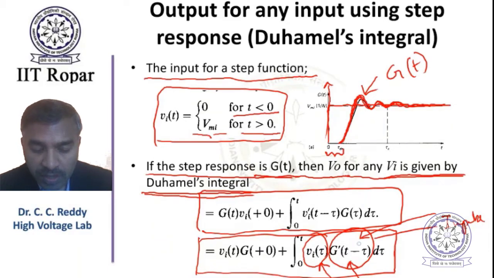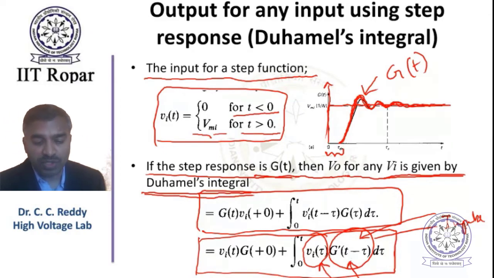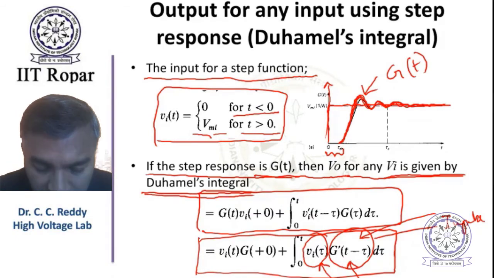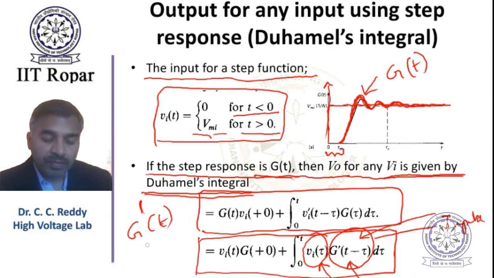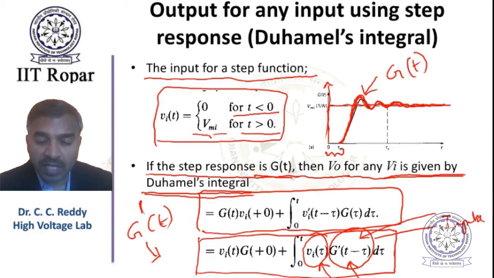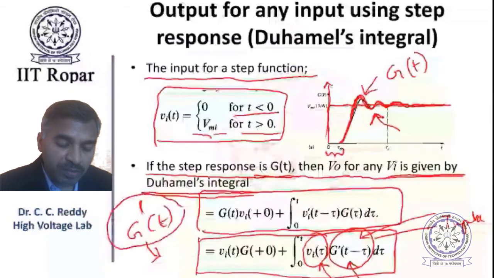When this is impulse response, G dash of t minus tau is the impulse response. No, tau is changing from 0 to t, right? G dash t, don't consider this. G dash t is what? It is the differentiation of the step response, shifted to tau. So G dash t is the differentiation of step response, meaning impulse response.